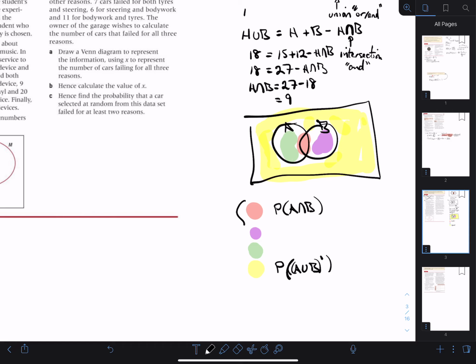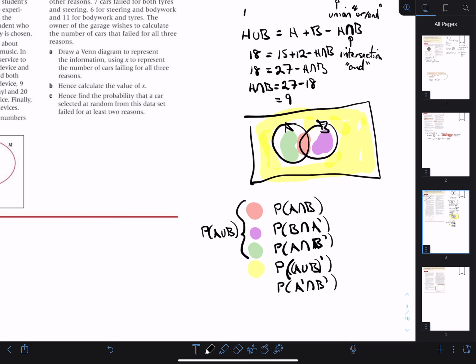These 3 here all added up would be A union B. So it's everything outside of that. Another way to write that one, by the way, is it has to be outside of A and it has to be outside of B. The purple one would have to be inside of B and outside of A. And the green one would have to be inside of A and outside of B. Nice little ways to calculate that.